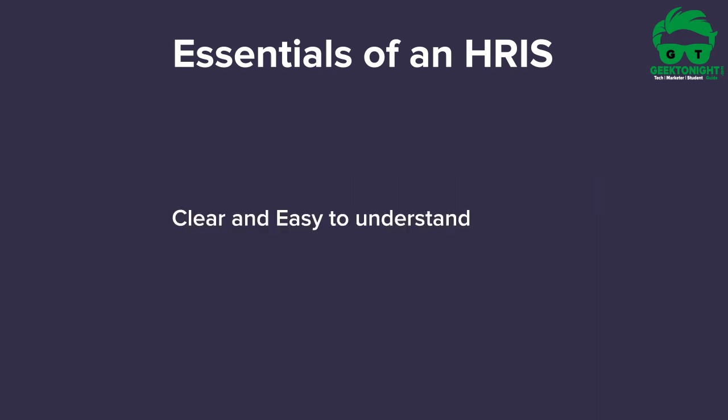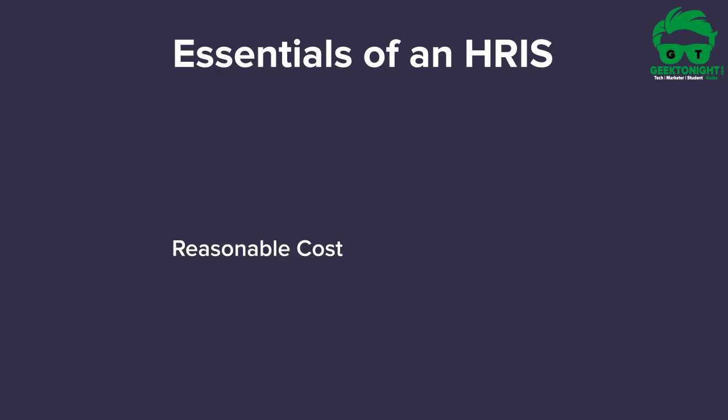The third one is clear and easy to understand. It should be clear and easy to understand. A complex HR record is always difficult to maintain and not understood by the employees of the organization. And the fourth one is reasonable cost. It should be cost effective. This means that it should not involve more cost than the benefit derived from it, otherwise it will become difficult for the organization to obtain and maintain it.